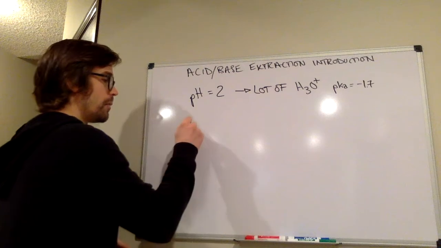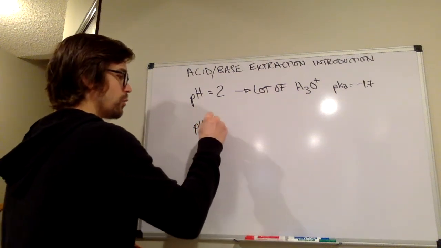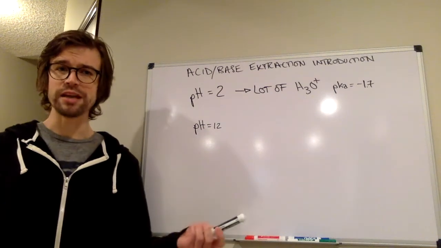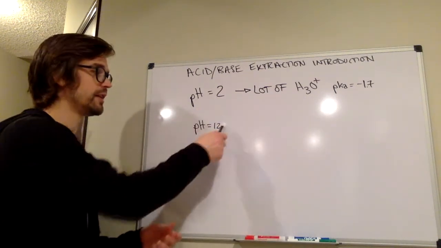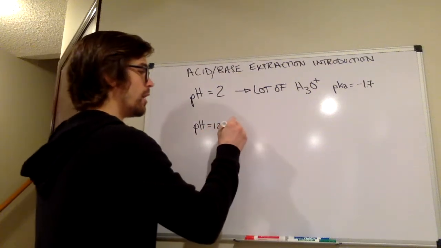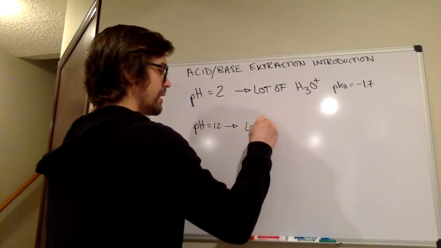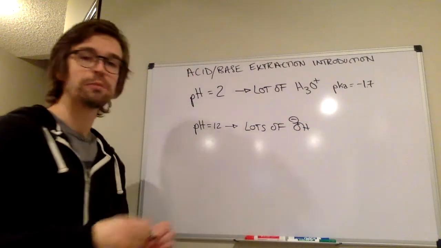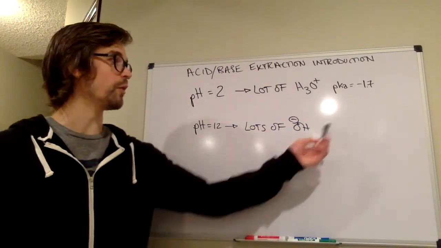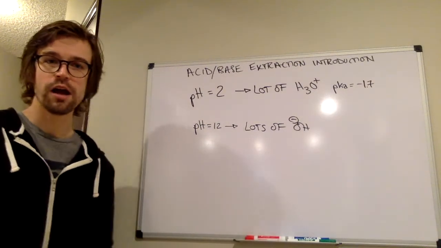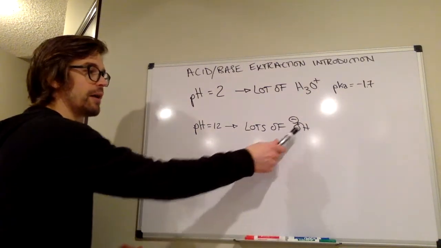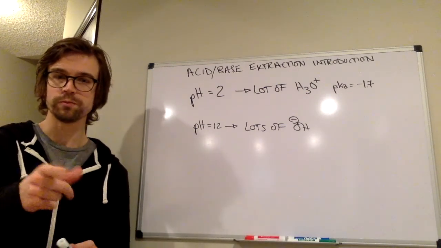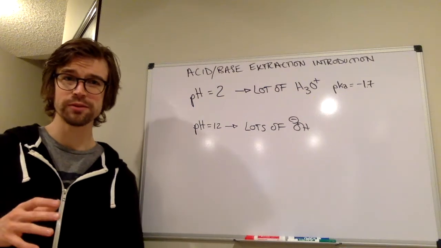Another thing said in the pre-lab was, what happens to a molecule when it's at pH 12? Well, pH 12 is really basic. If pH 2 is really acidic, this must be really basic, and that means there is lots of OH minus around. OH minus isn't an acid, it's a base, so we don't have a pKa there, but we will be thinking about it as a base when we are at high pH values. We're going to talk through a few examples in a minute.